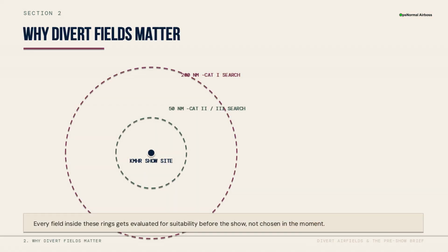Every divert plan starts from the show site and works outward. On screen, you're looking at Mather Airport, identifier KNHR, near Sacramento, California, with 2 rings drawn around it. The tighter ring, out to about 50 nautical miles, is where you look for fields to serve slower Category 2 and Category 3 aircraft. The wider ring, out to 200 nautical miles, is the search area for Category 1 aircraft, since a fast jet or warbird can cover that distance quickly even while dealing with a problem. Nothing inside either ring is a divert field automatically. Every candidate airport in that radius still has to earn its place on a briefing slide, which is the whole point of the next few sections.